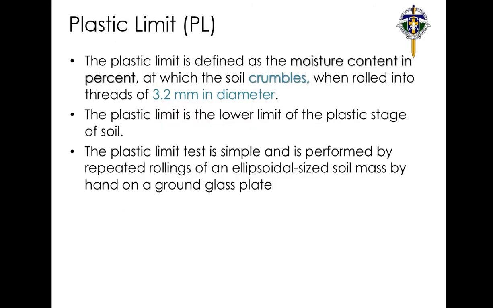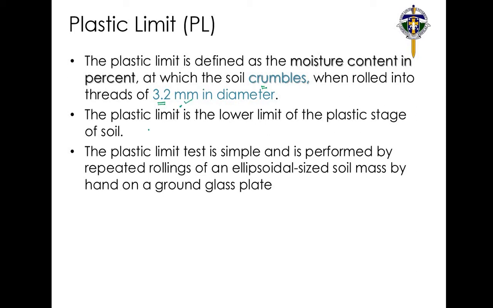Next is the plastic limit. The plastic limit is defined as the moisture content in percent at which the soil crumbles when rolled into a thread of 3.2 millimeter in diameter. So you have watched a while back a portion of soil that is being rolled. So that is 3.2 millimeter diameter. After forming a thread of 3.2 millimeter in diameter, and the soil doesn't crumble, meaning to say there is too much moisture content, so try to add dry soil.